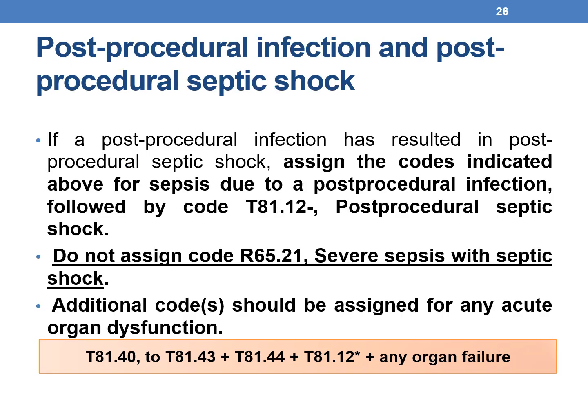Now coming to post-procedural infection that has resulted in post-procedural septic shock. If a post-procedural infection has resulted in post-procedural septic shock, assign the codes indicated above for sepsis due to post-procedural infection, followed by T81.12, post-procedural septic shock. Do not assign code R65.21, that is nothing but severe sepsis with septic shock. For post-procedural septic shock, first you need to assign a code from the category T81.40 to T81.43, which is nothing but post-procedural infection, followed by T81.44, which is nothing but post-procedural sepsis, followed by the T81.12 series, which is nothing but post-procedural septic shock, and any associated organ failure. For post-procedural septic shock, you need to code T81.12, not R65.21, which is nothing but severe sepsis with septic shock.